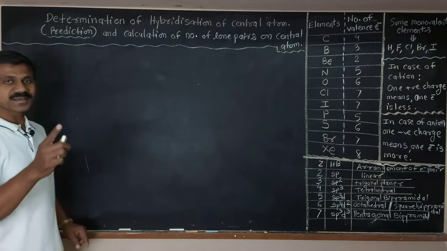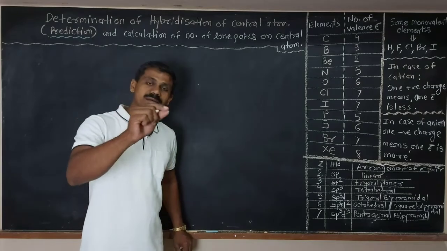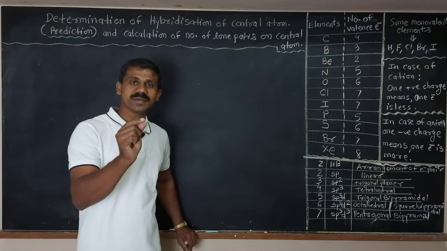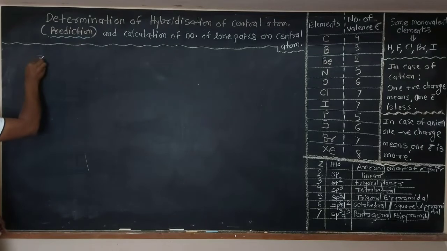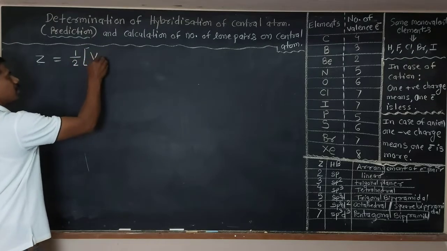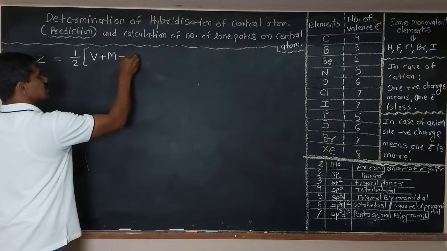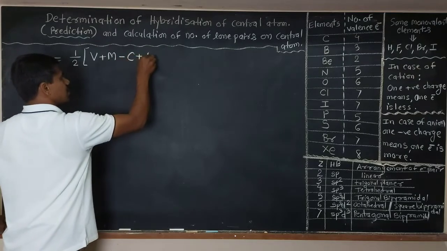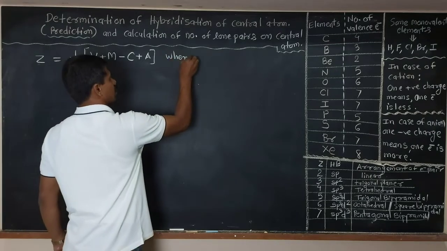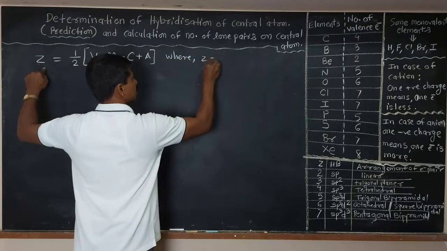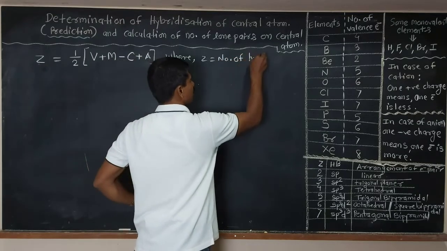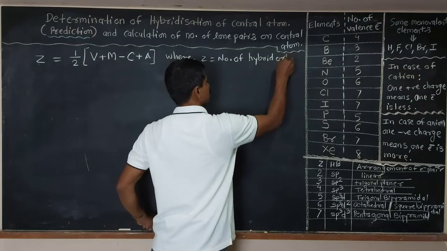Okay, what is the basic super trick to judge, predict, or find the hybridization of the central element? The formula is Z equal to 1/2 into bracket V plus M minus C plus A. Okay, that is the formula, where Z is the total number of hybrid orbitals.